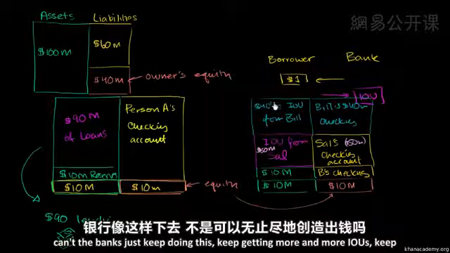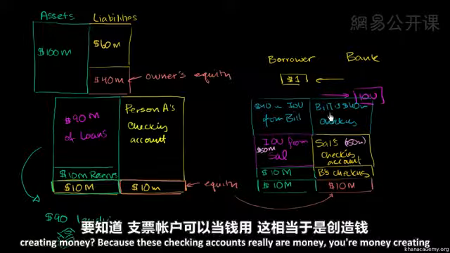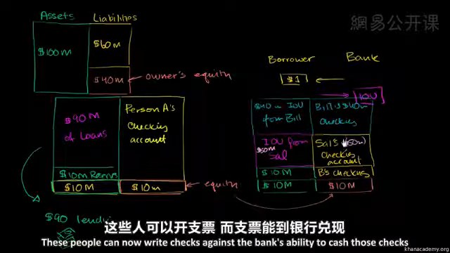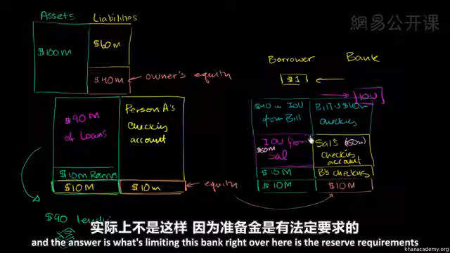And now you might say, well, can't the bank just keep doing this? Just keep getting more and more IOUs, keep kind of creating money? Because these checking accounts really are money. These people can now write checks against the bank's ability to cash those checks. And the answer is, what's limiting this bank right over here is the reserve requirements.